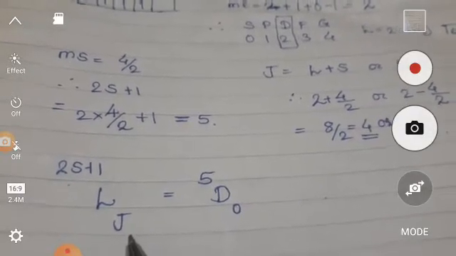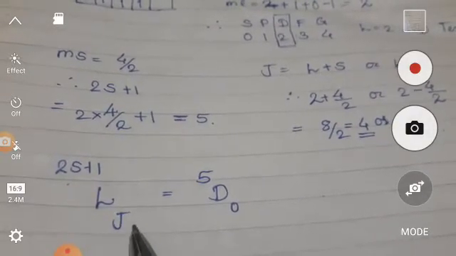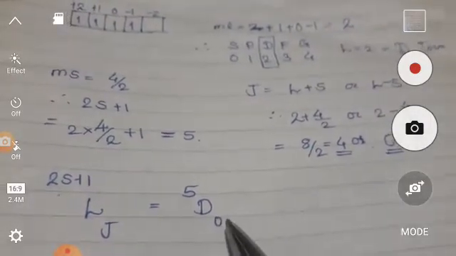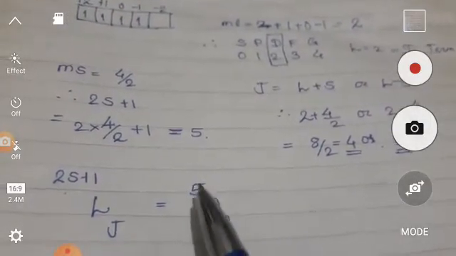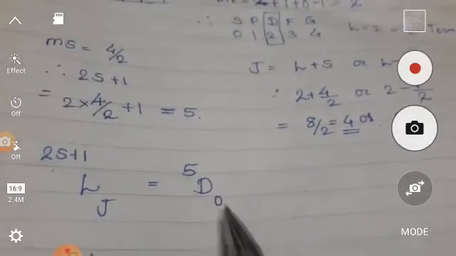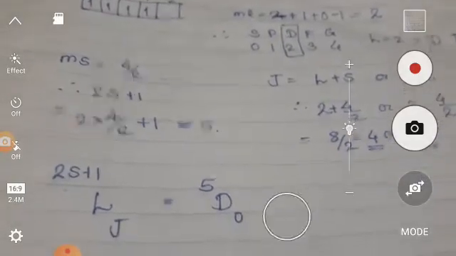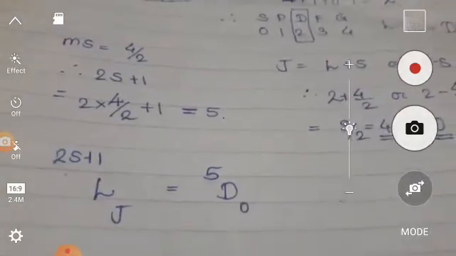That's why J is equal to L minus S, and L minus S is equal to 0. That's why it is 0. So this is pentate D 0. Okay. So the RS term or term symbol is pentate D and the J value is 0.